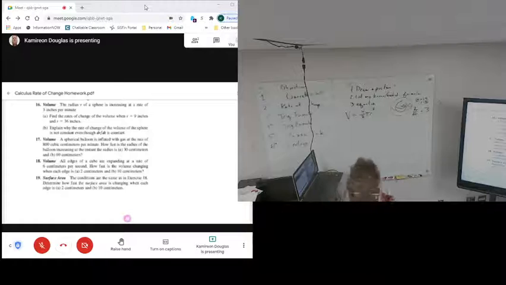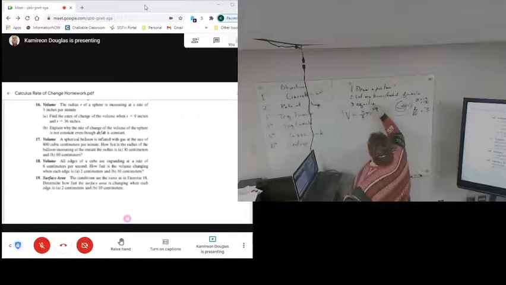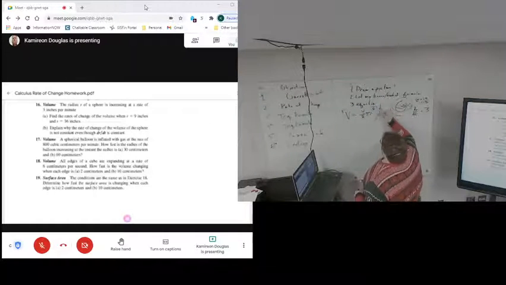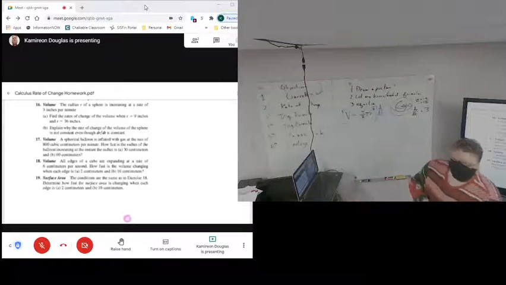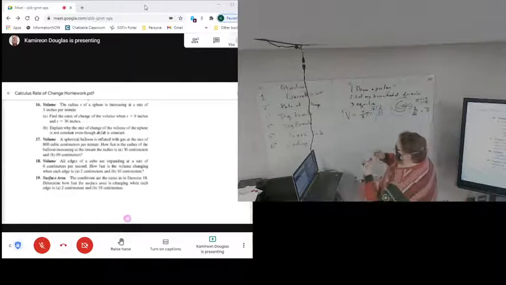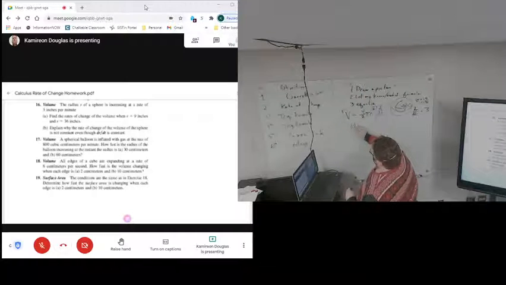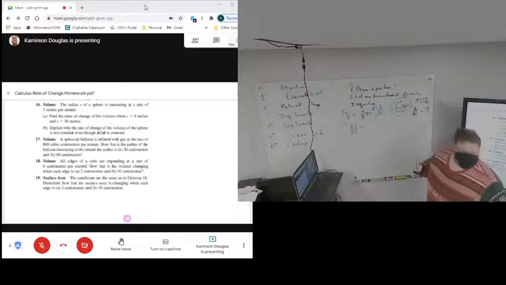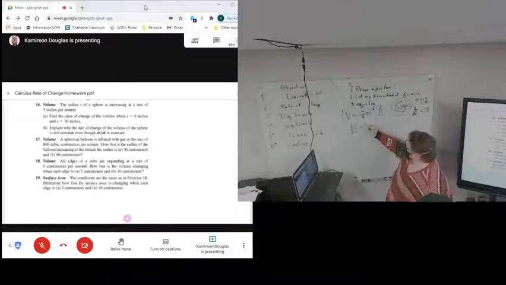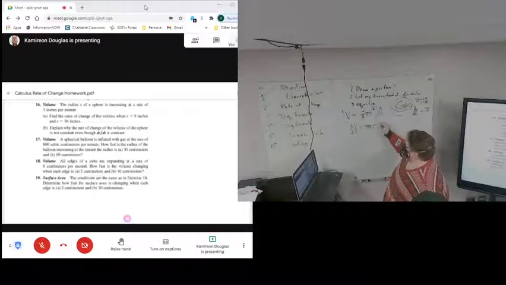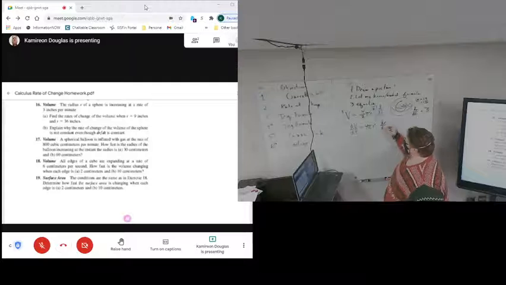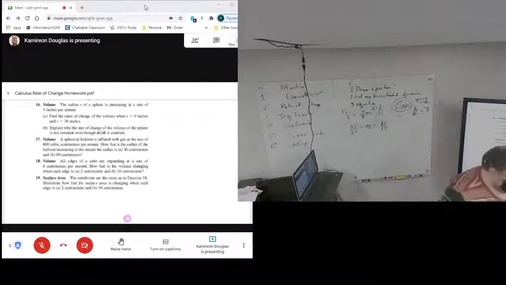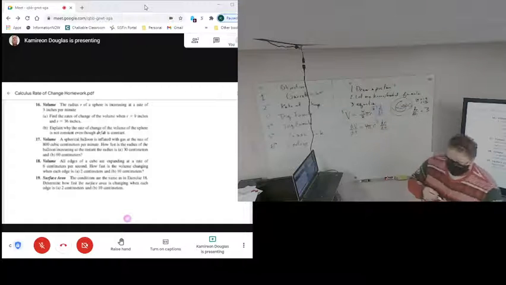Let's do it. Here's my formula. Left hand side is dV/dt. Right hand side, 4. You were close. Something is wrong here. Find it. r squared. Why is it r squared? It's a factor of 1 from the power.